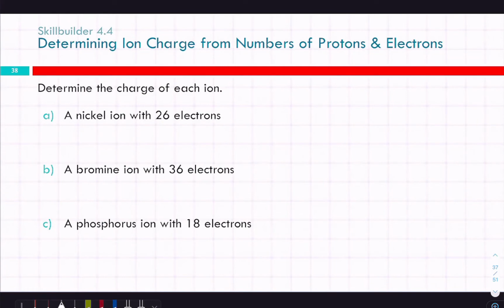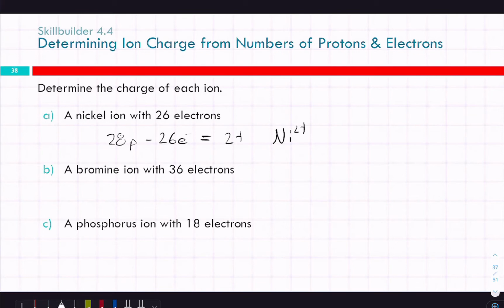If we have a nickel ion, and these are very similar to the type of questions that I would ask on an exam for this sort of thing, if we have a nickel ion with 26 electrons, what charge is that going to have? Because how many protons does nickel have? 28. You just have to find it on the periodic table. It is Ni. So 28 protons minus 26 electrons is going to be 2+. So we'd write that as Ni 2+.